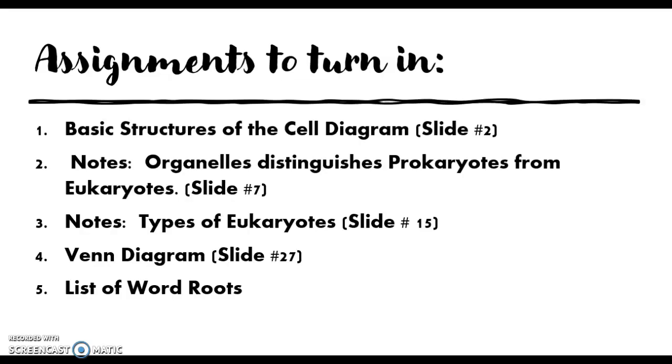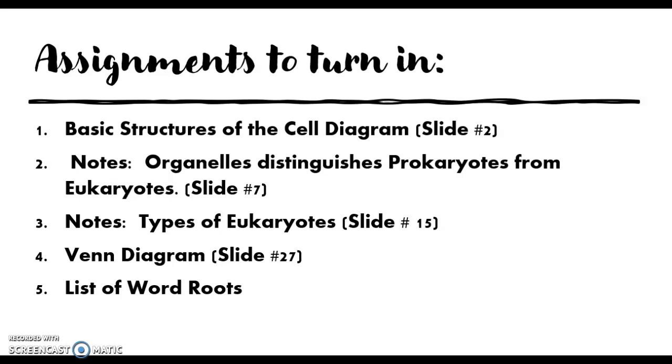So these are the assignments that you're going to turn in as a result of the two videos. There's going to be a part 1 and part 2. Number 1, you're going to turn in the basic structure of a cell diagram. That's on slide 2, or slide 3 maybe. Some notes: organelles distinguishes prokaryotes from eukaryotes. Slide 7 or 8, these slide numbers could be a little off, okay? You're going to put notes.